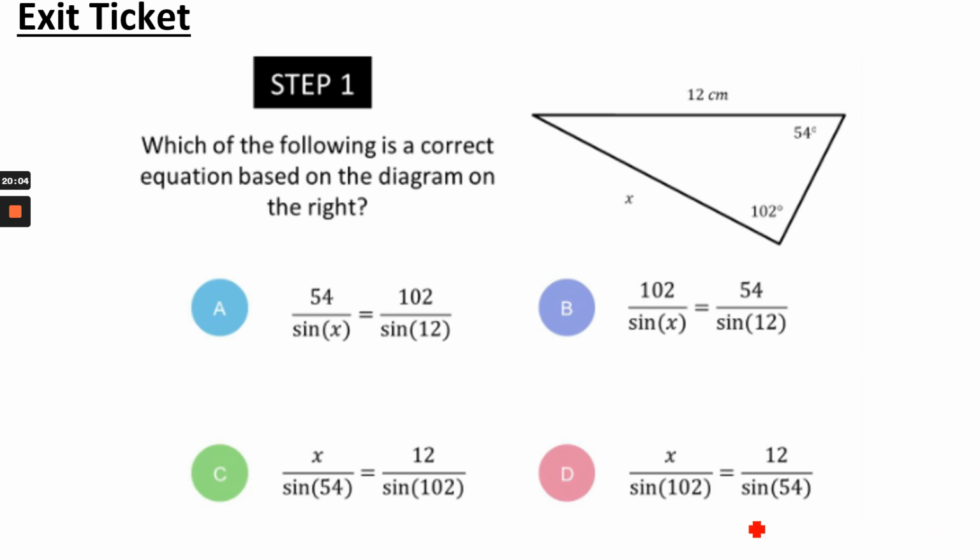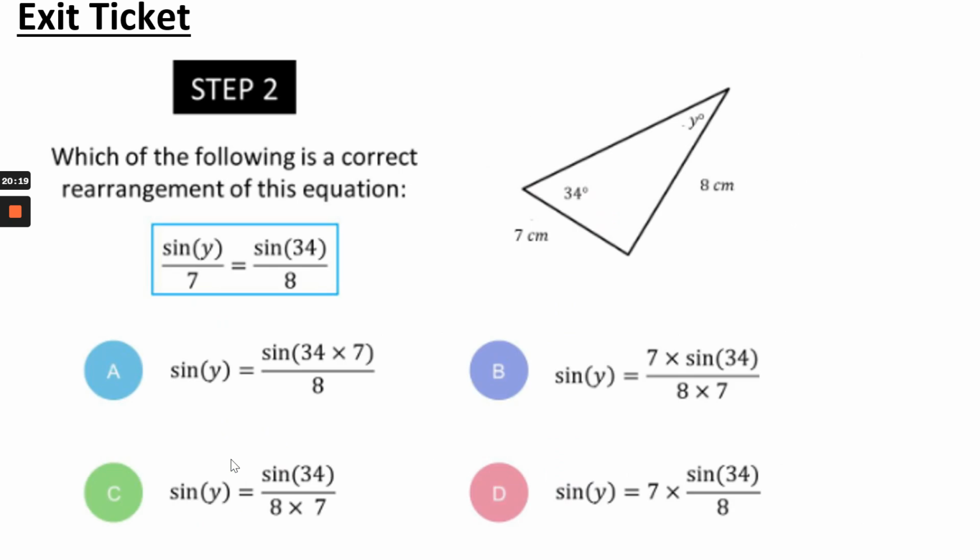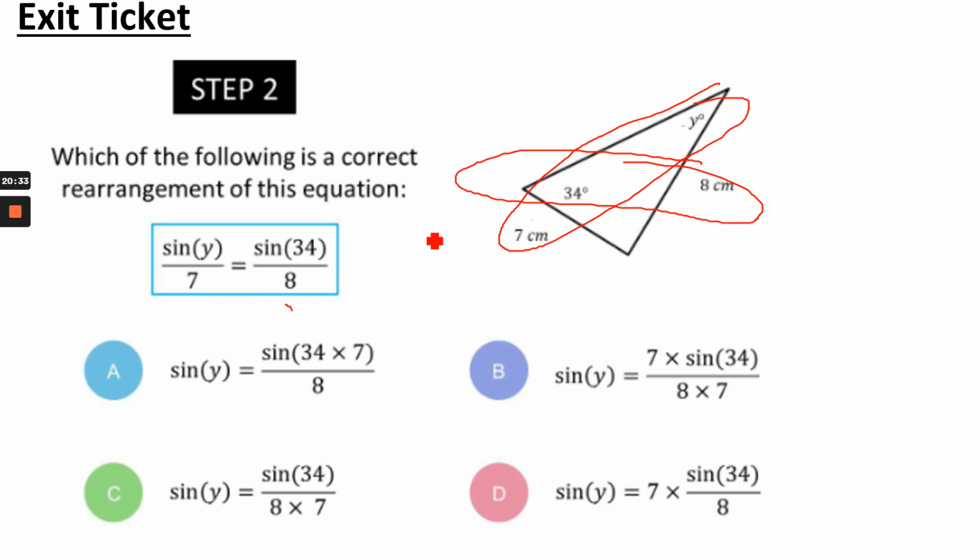Okay, we're working out a length. So we need x over sine 54 is equal to 12 over sine 102. So which one is that? C. Okay, the next one. Which of the following is a correct rearrangement of this equation? They've got a side and an angle, a side and a missing angle. How do you rearrange that?